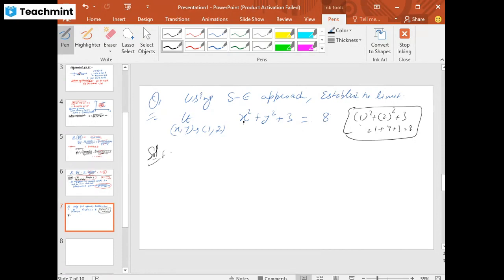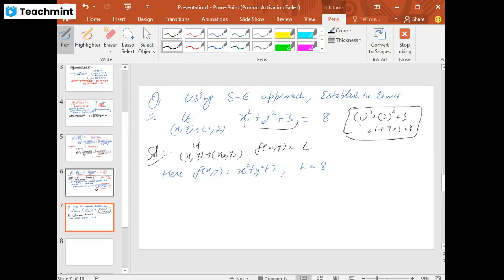So for the solution part, this is our function f of (x,y). So I simply compare it with the limit as (x,y) approaches (x naught, y naught) of f(x,y) equal to L. So what is our f(x,y) here? Here f(x,y) is equal to x square plus y square plus 3. Here limit L is equal to 8.